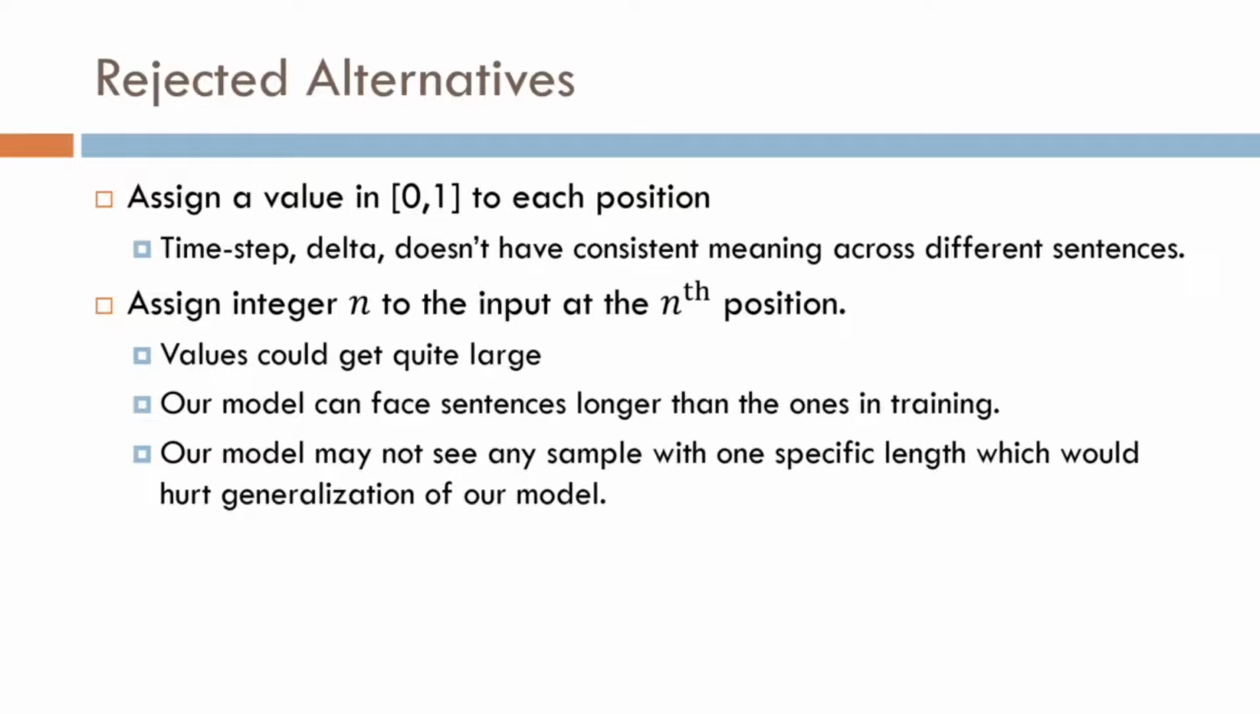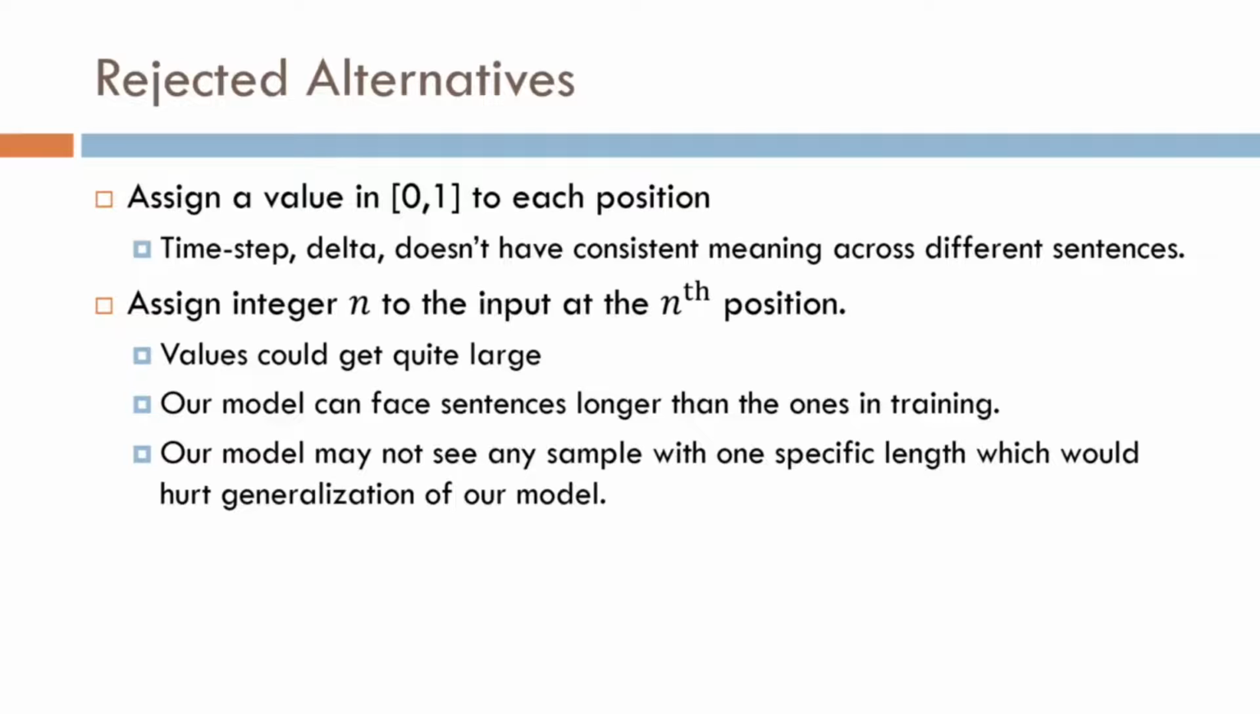Another approach is we assign integer n to the input at the nth position. That is, whatever is the word at the nth position, we assign value n at its position. The problem with this is the values can get quite large. Further, our model can face sentences longer than the ones in training. Suppose the maximum sentence length in training is 1000, and now we see a sentence in the testing phase of length 2000. My model doesn't know what to make of 2000, because it has only seen values up to 1000, and doesn't have the intelligence that 1000 times 2 is 2000. It doesn't know how to make sense of 2000.